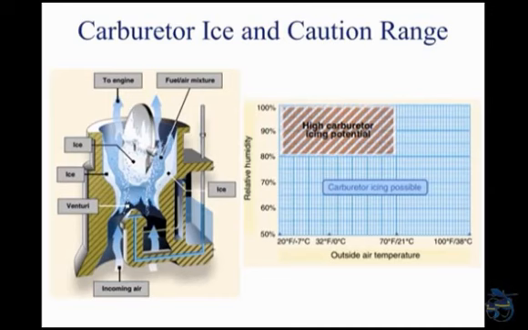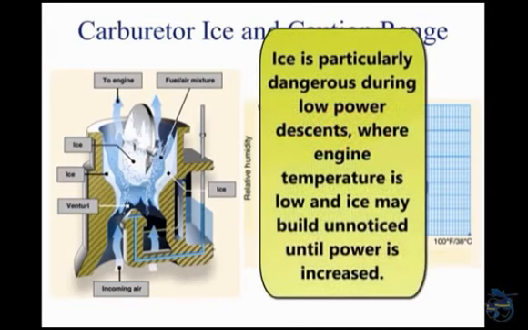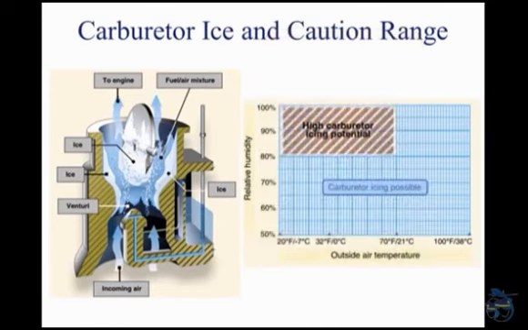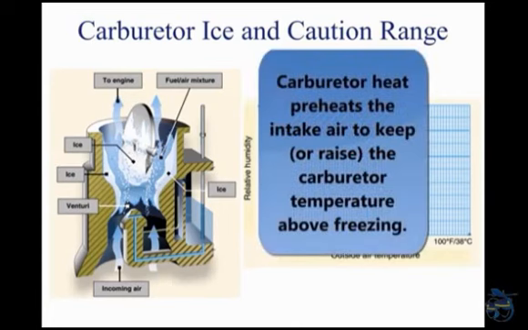Although carburetor ice can occur during any phase of flight, it is particularly dangerous when using reduced power during a descent. Under certain conditions, carburetor ice could build unnoticed until power is added. To combat the effects of carburetor ice, engines with float-type carburetors employ a carburetor heat system. Carburetor heat is an anti-icing system that preheats the air before it reaches the carburetor and is intended to keep the fuel-air mixture above the freezing temperature to prevent the formation of carburetor ice.